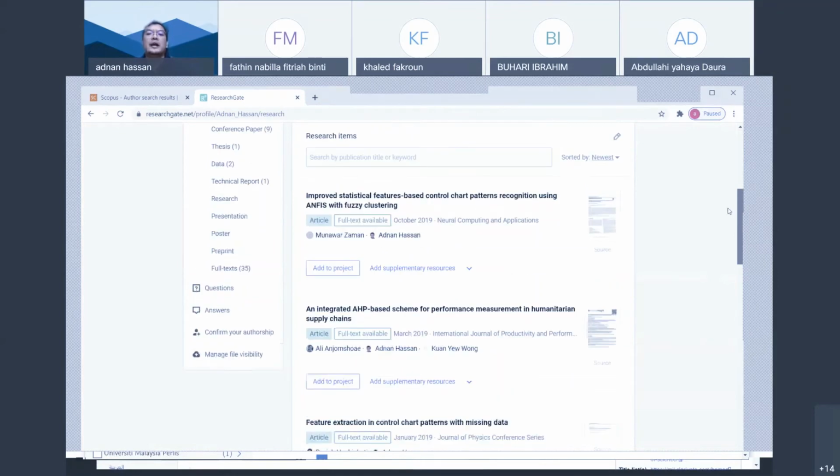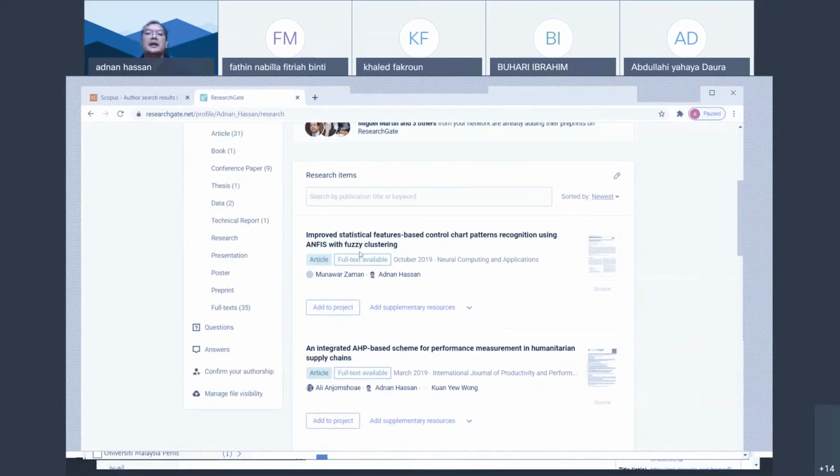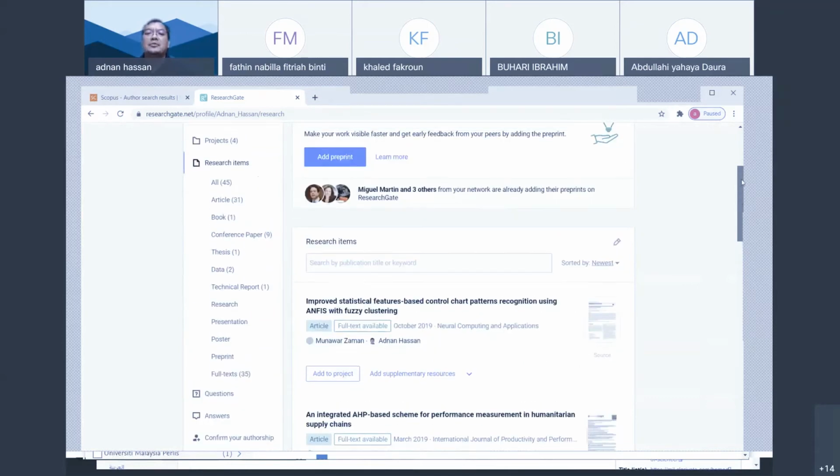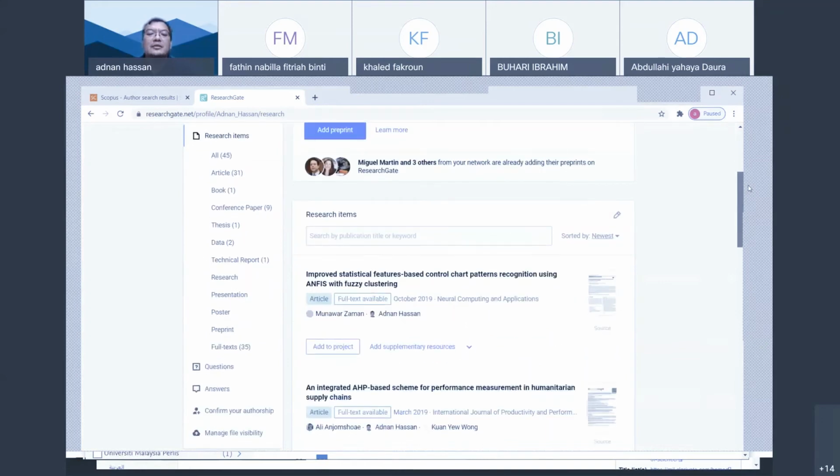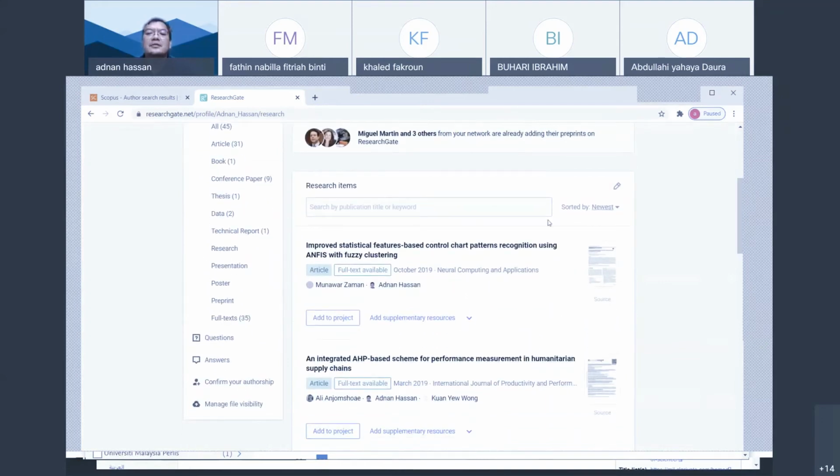So you can go and see some papers there. Some papers are available in full text, some are not. If you found a paper that you would like to see but it's not there, you can send an email to the authors. Like this paper, I think my student has put it there.